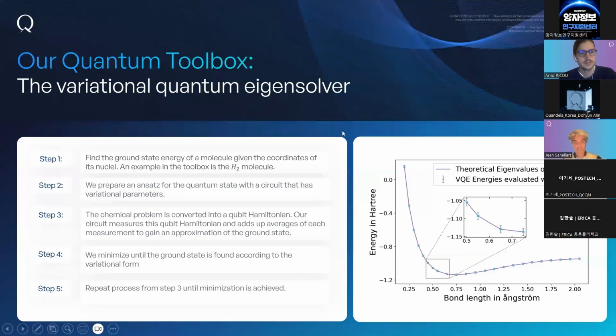We convert the chemical problem into a qubit Hamiltonian. And whenever we do measurement on the circuit, we measure in different bases and compute the qubit Hamiltonian of the problem. That would give us an approximation of the ground state. And then using the variational principle, we know that if we minimize this function, and we find the global optimum, it would be the ground state of the molecule.